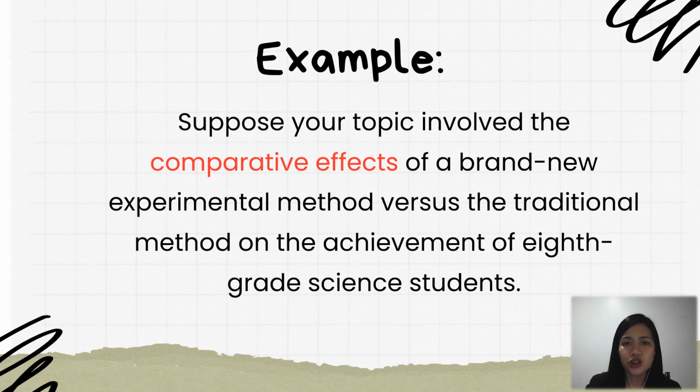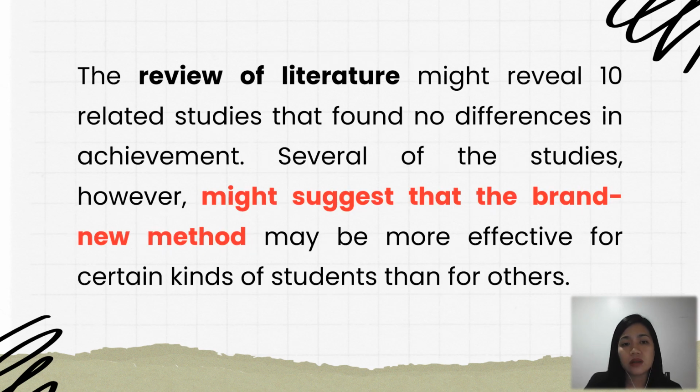Let's try to look at this illustration of an example. Suppose your topic involved the comparative effects of a brand new experimental method versus the traditional method on the achievement of the 8th grade science student. The review of related literature might reveal 10 related studies that found no differences in achievement. Several of the studies, however, might suggest that the brand new method may be more effective for certain kinds of students than for the others.